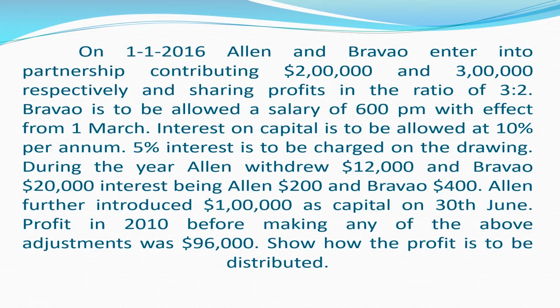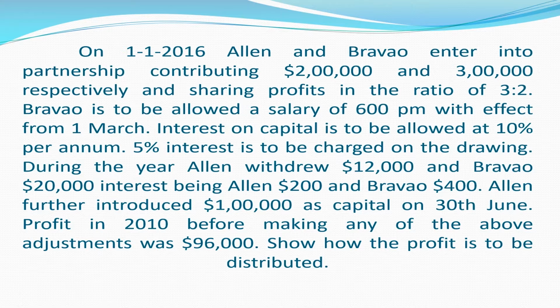Allen further introduced 1 lakh as capital on 30th June. Profit in 2010 before making any of the above adjustments was $96,000. Show how the profit is to be distributed. Show capital accounts if they are fixed and if they are not fixed, that is fluctuating.